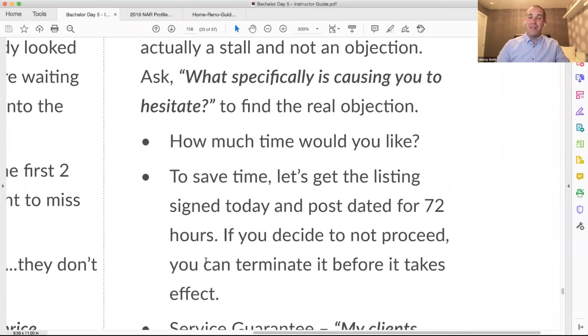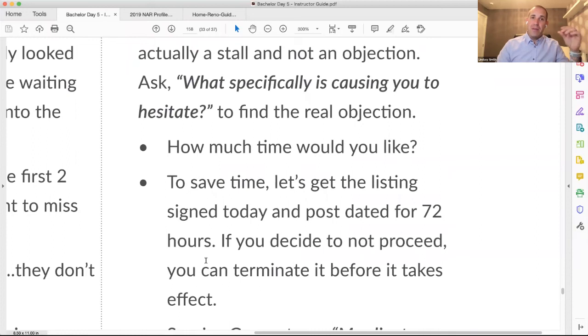The other option is if it seems like they're going to go ahead and they're just tipping over, I can say, well, to save time, what if we did this? Let's get the listing signed today and post-dated for 72 hours. And we can put a term in there that if they decide not to proceed, it terminates with written notice from the seller. So they can send you an email, whatever it is, saying, no, we're not going to go ahead. But at least then I can start preparing the marketing materials.